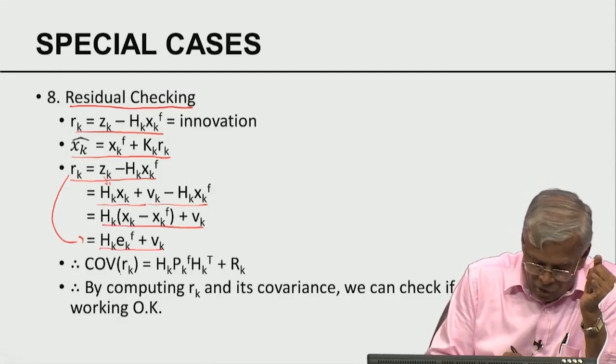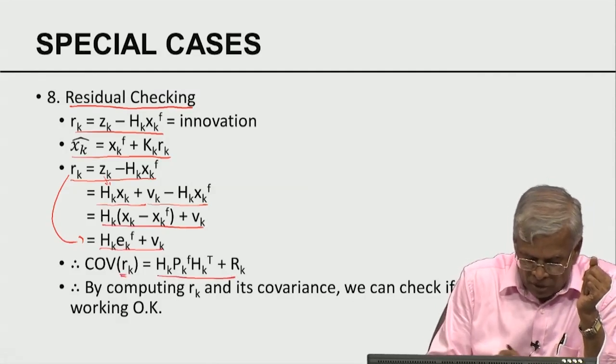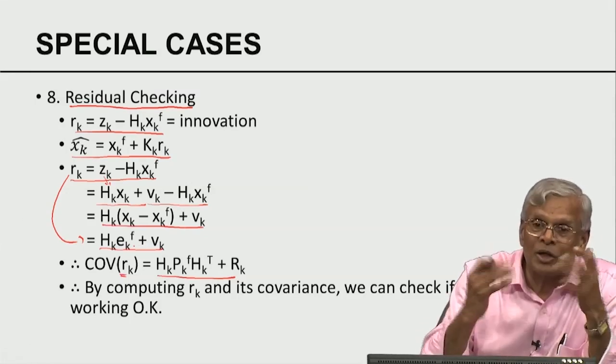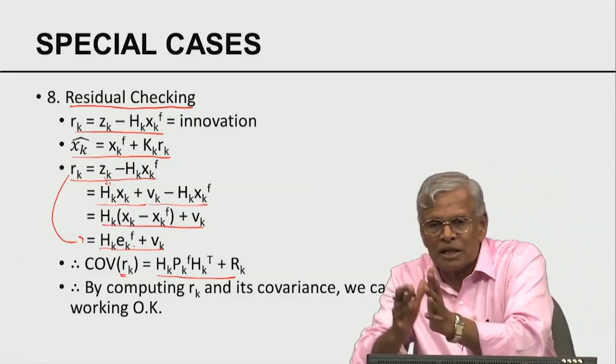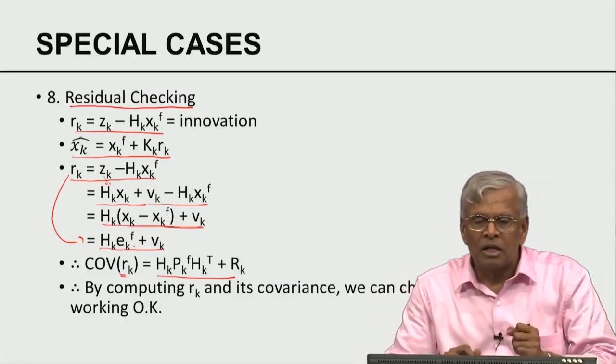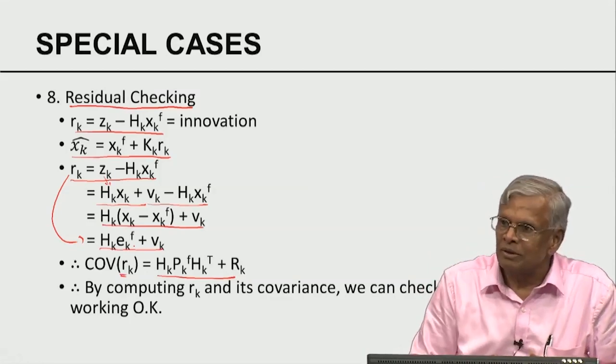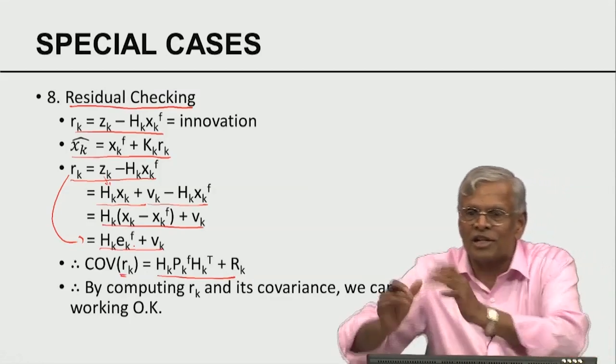The covariance of the residual is given by this. You can readily see that. So what is it that one could do? If you are trying to implement the Kalman filter, at every stage you can extract the residual from your program. So you will have a time series, this is the residual.